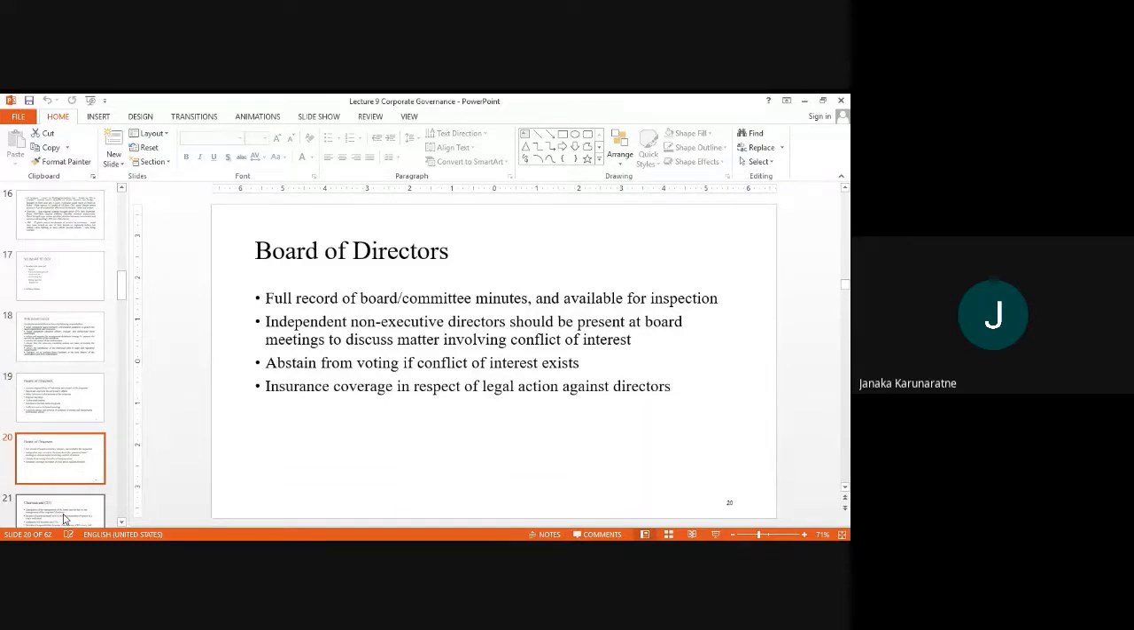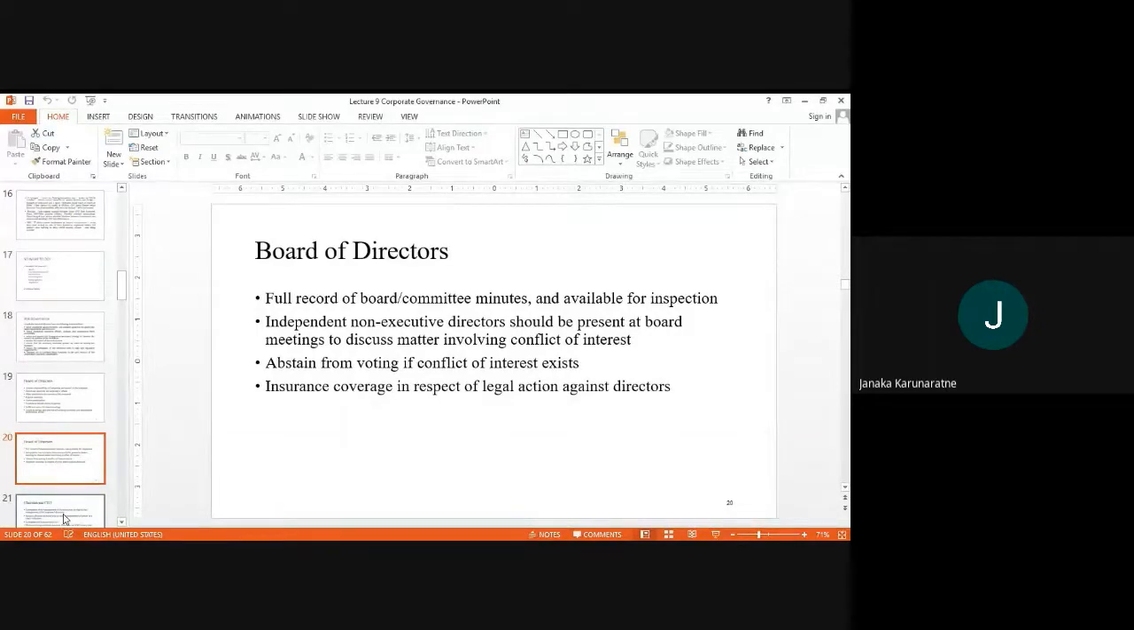Again, full record of board committees, board and committee minutes, available for inspection. So always they should ensure board minutes are properly recorded, or decisions are properly minuted and available for inspection at any time. Then independent non-executive directors should be present at board meetings to discuss matters involving conflict of interest. So always when there are matters of conflict of interest, independent non-executive directors should be present at the board meeting.